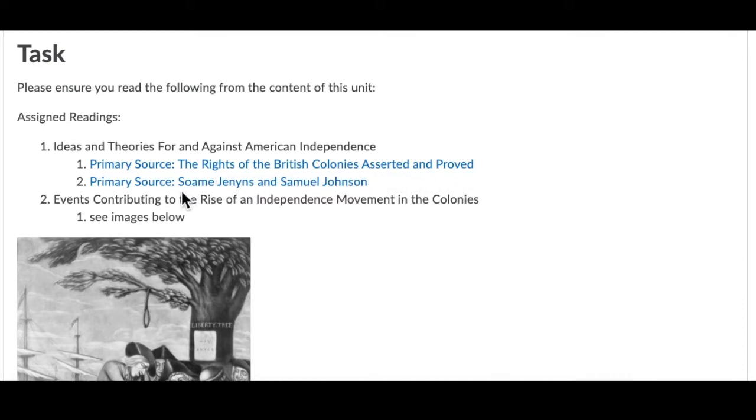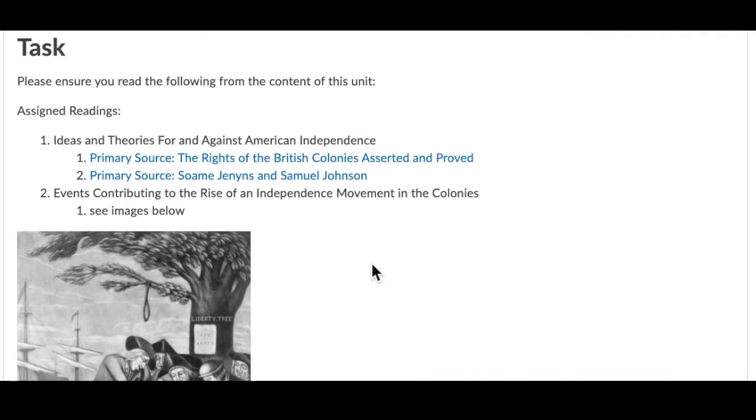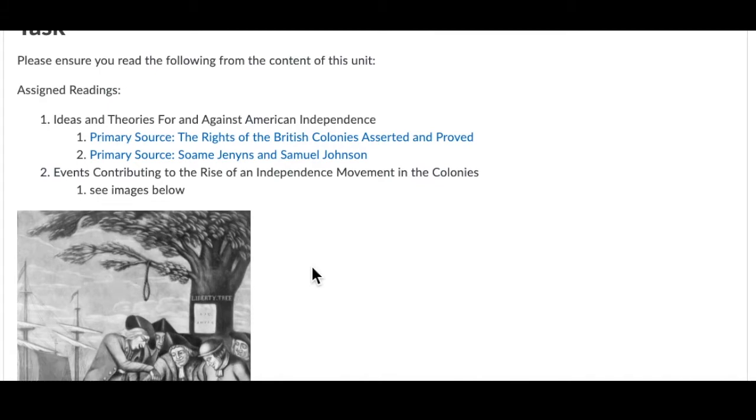approved, and Soame Jenyns and Samuel Johnson. Let me make it clear that these are primary sources. So, you've got some images later on in this assignment, and the images too are primary sources. But so are the texts here. In fact, these texts are probably, along with your textbook, the most important sources for this assignment. And of course, your textbook is a secondary source, but these two documents are primary sources.